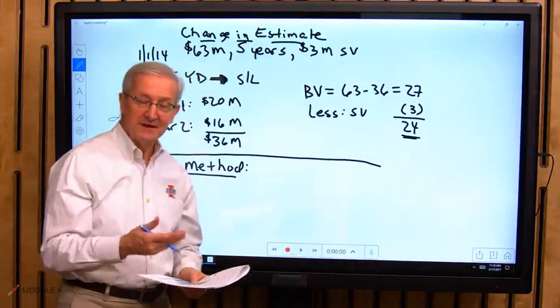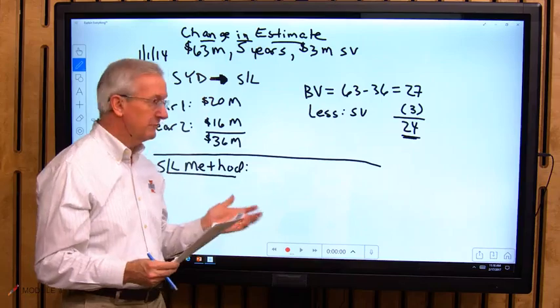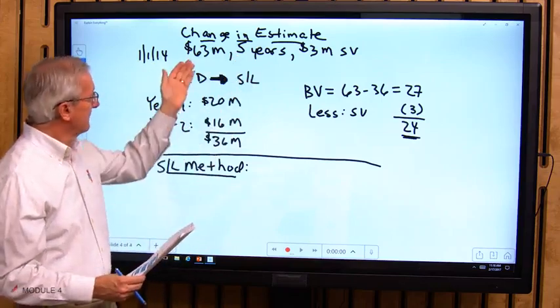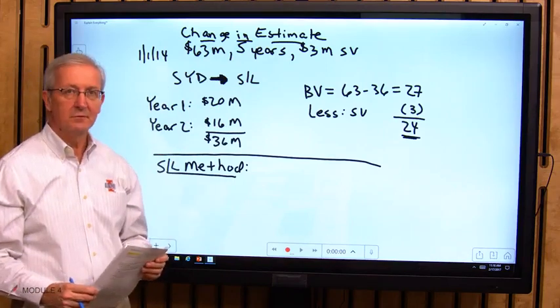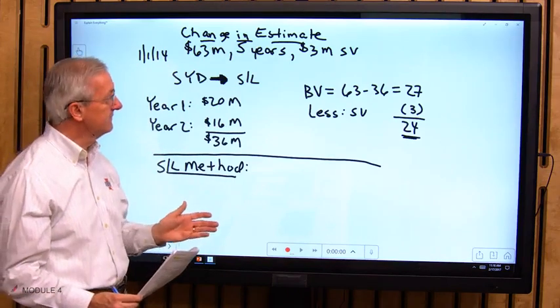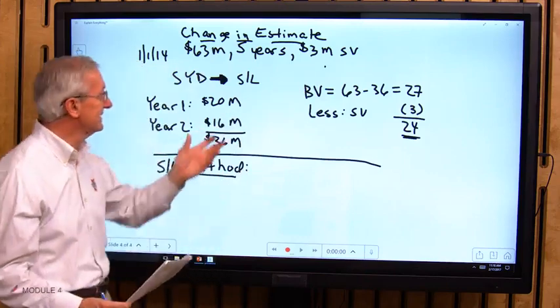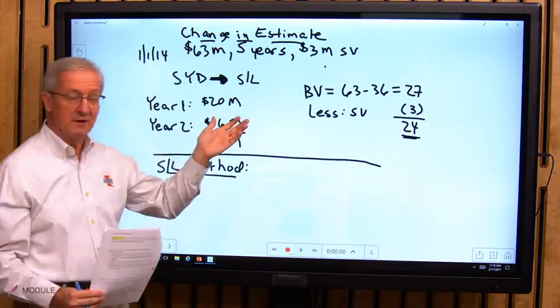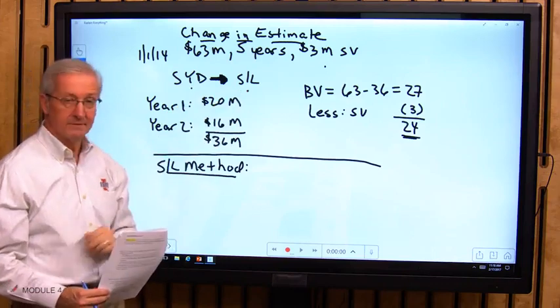We just talked about change in estimates, and these are very common. They occur quite a bit. So I want to go through a practical example of how this would work in a change in estimate where we have an asset that cost $63 million back on January 1st of 2014, has a 5-year life, and has a $3 million salvage value. So in other words, we've got to depreciate the difference of $60 million over the 5 years. We're going to switch our estimate of this depreciation from sum of the years digits to straight line.